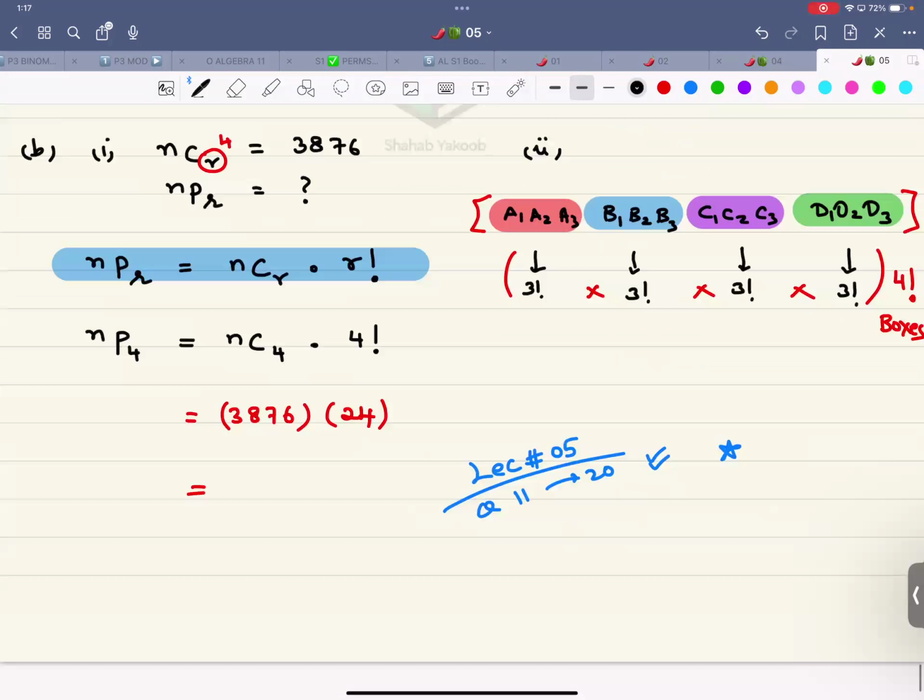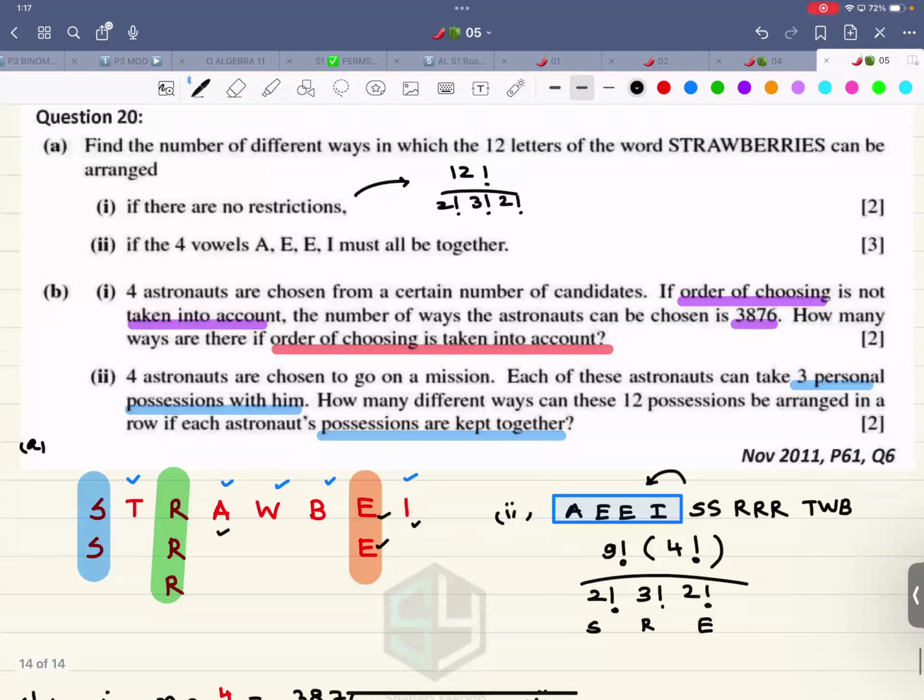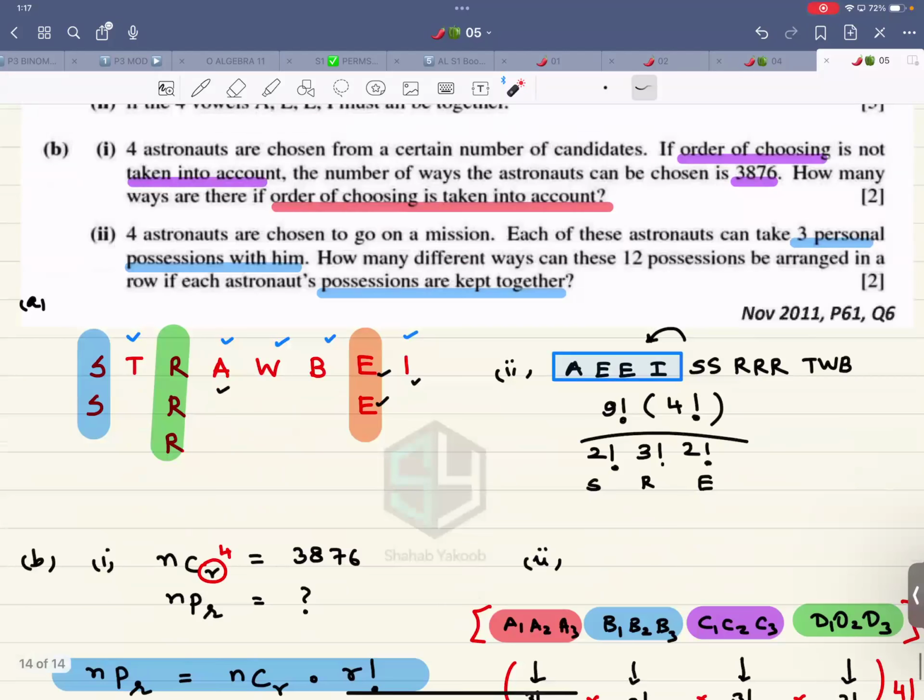Now let's look at this question which I was talking about. Find the number of different ways in which the 12 letters of the word STRAWBERRIES can be arranged if there is no restriction. That's the first part. If the 4 vowels A, E, E, I must all be together. So 2 S, 3 R's, 2 E's, and so on. A, E, E, I all together.